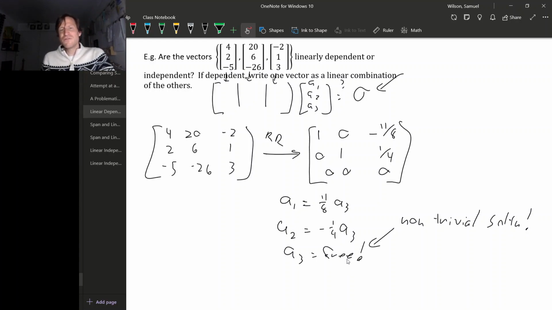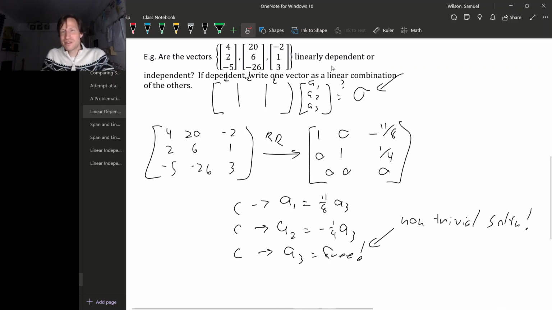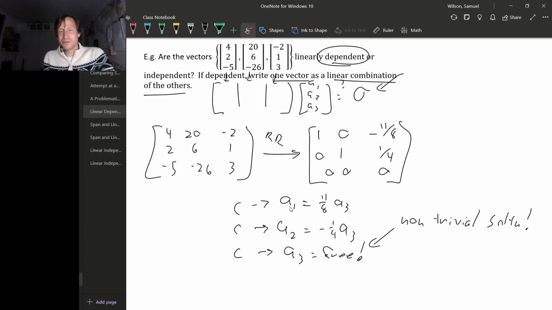And in fact, if you find one non-trivial solution, there will be infinitely many, because if you multiply all your scalars by some single constant, say c, you get another non-trivial solution. So if there's one non-trivial solution, there are infinitely many. But just to generate some relationships, they're linearly dependent because there's a non-trivial solution. To write one vector as a linear combination of the others, what we need to do is just write down some non-trivial solution that is a linear dependence relationship between the three vectors, and then solve for one of the vectors.